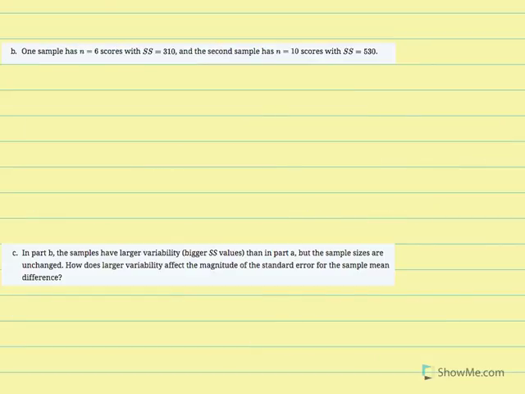Okay, so B says one sample has sample size of 6 with SS equal to 310, and the second sample has N equal to 10 with SS equal to 530. So again, we're going to calculate the estimated standard error of the mean. To do so, we're going to need our pooled variance because our equation is equal to pooled variance over N1 plus pooled variance over N2. So let's calculate our pooled variance.